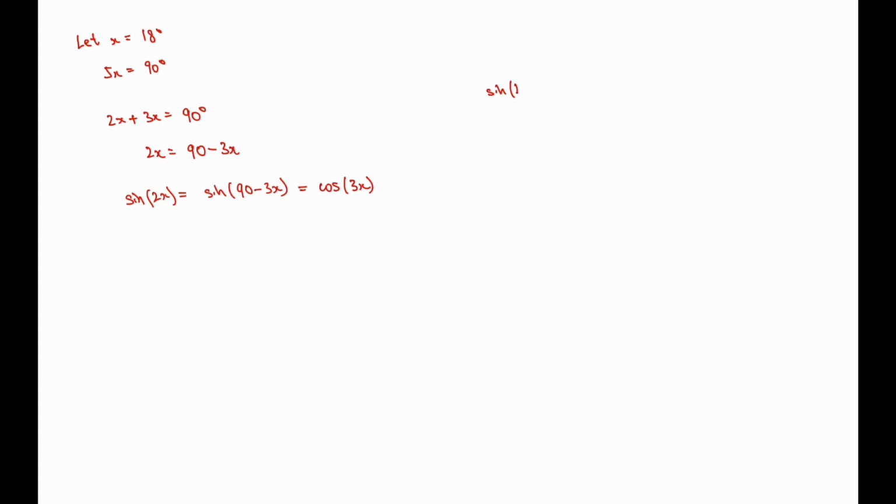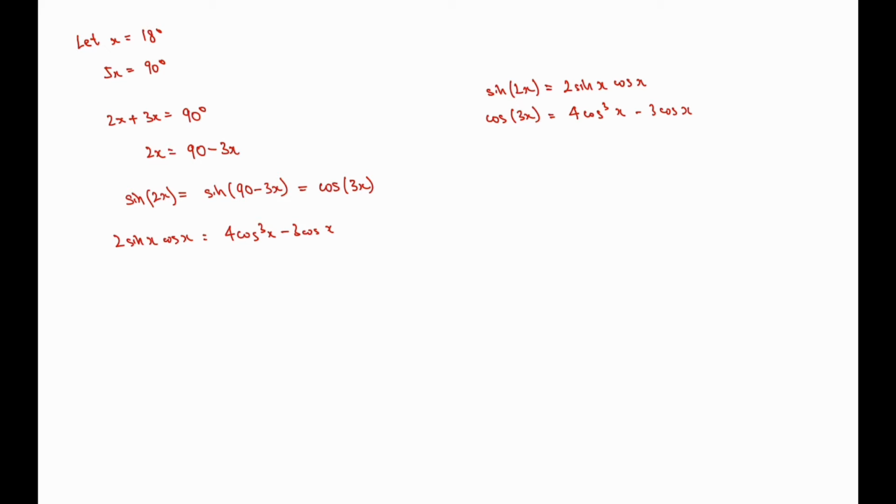So we know that sine of 2x can be expanded to 2 sine x cos x, and we know that cos of 3x can be written as 4 cos cubed of x minus 3 cos of x. So using these substitutions, we're going to get that 2 sine of x cos of x is equal to 4 cos cubed x minus 3 cos of x.